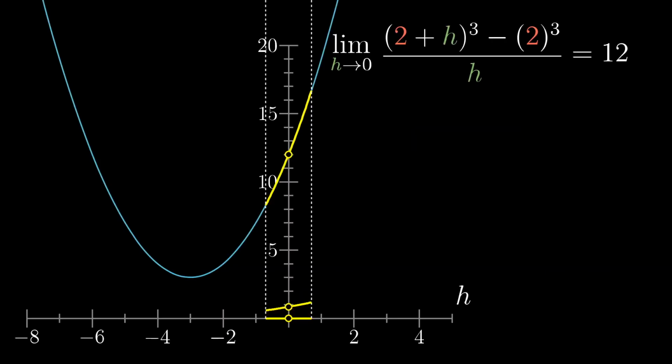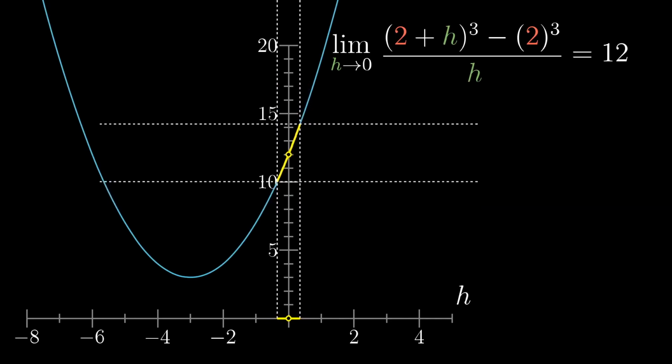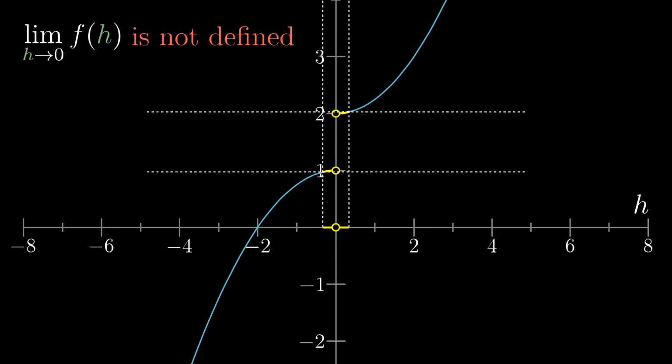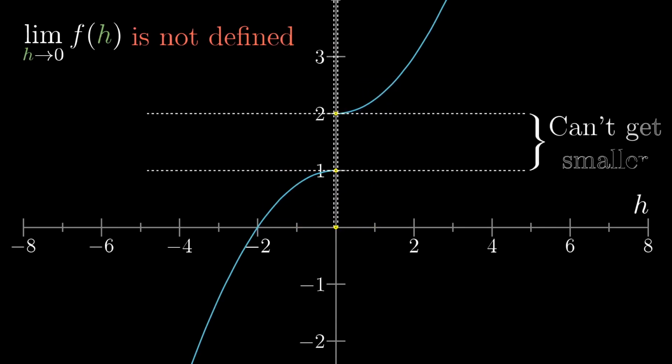You've already seen the main idea here. When a limit exists, you can make this output range as small as you want. But when the limit doesn't exist, that output range cannot get smaller than some particular value, no matter how much you shrink the input range around the limiting input.